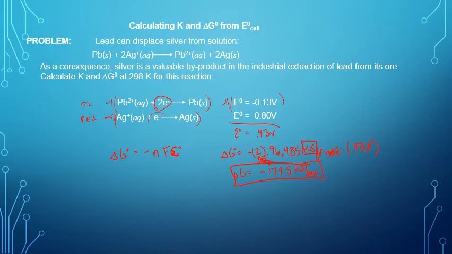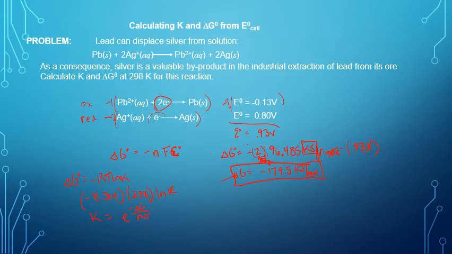Now, as I move on to the next part, calculating the value for K, we can do this one of two ways. We can take the value for delta G that we just calculated and use the negative RT ln of K. So I could have the negative 8.314 multiplied by the 298 and multiplied by the ln of K. So to solve for K, I would take e and raise it to the negative delta G over RT.